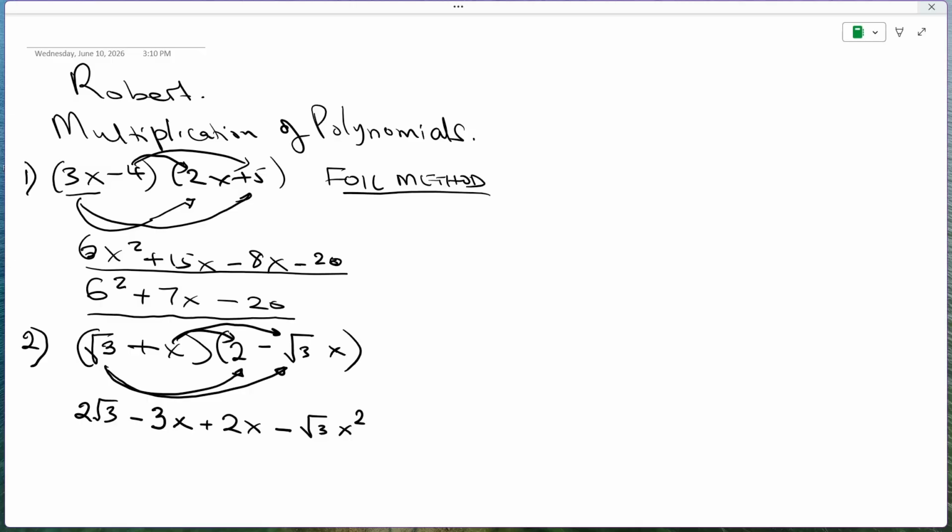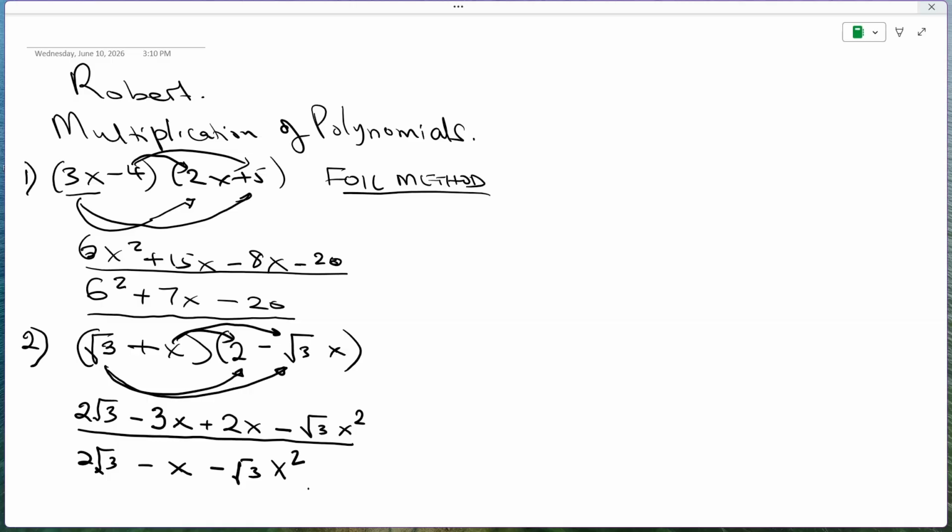squared. Then we can again simplify our expression here, which will give us 2 root 3 minus x, because minus 3x plus 2x gives us minus x, and then minus root 3x squared, and this would be our final answer.